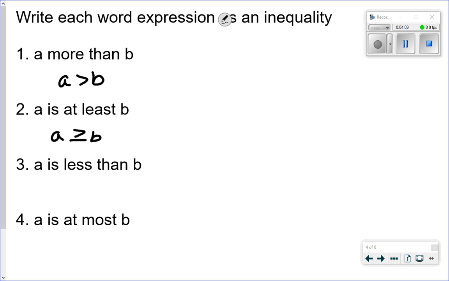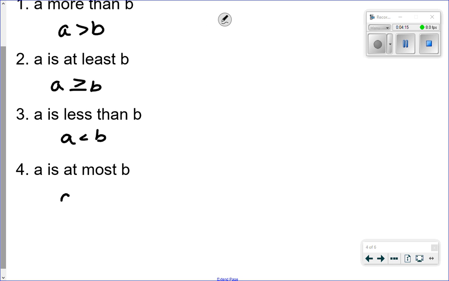Number 3, A is less than B. I'm going to use the less than sign. And A is at most B. So A is either equal to B or less than B, so less than or equal to. Those are some keywords that you might be using whenever you're solving these application problems.